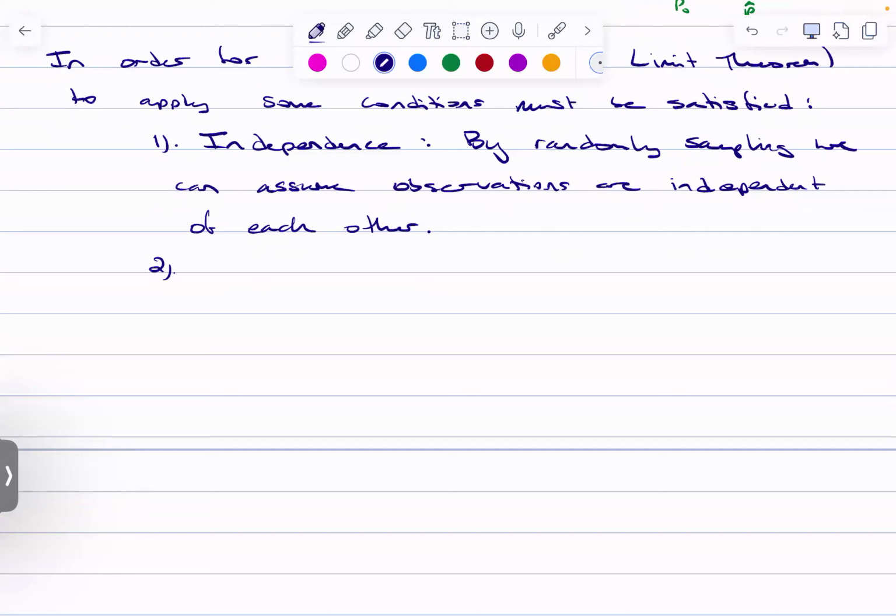The second condition is often called the sample size condition, but I like to call it the normality condition because it's the reason we're able to assume normality. Okay. And so the sample size condition depends on if we're doing a confidence interval or a hypothesis test. Oh, I know.